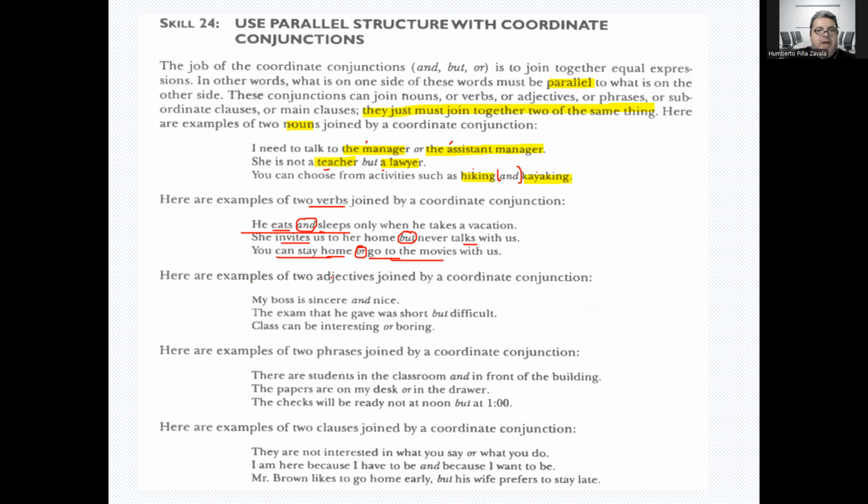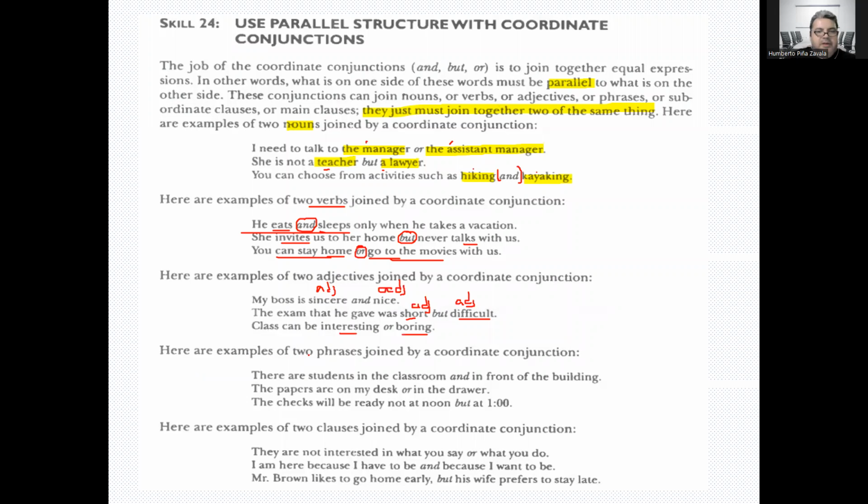Here are examples of two adjectives joined by a coordinate conjunction. My boss is sincere and nice. We have adjectives here: sincere, nice. The exam that he gave was short, but difficult. Right? Again, adjective, adjective. Class can be interesting or boring.